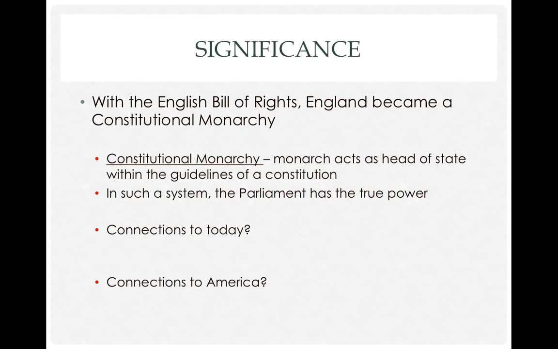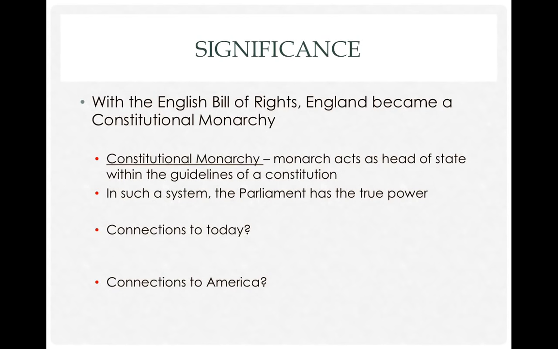What's the significance of this time period overall? This 100 years, what happened? Well, England went from an absolute monarchy to a constitutional monarchy. Under a constitutional monarchy, the monarch does not have absolute power. The monarch has to work within the guidelines of a constitution.